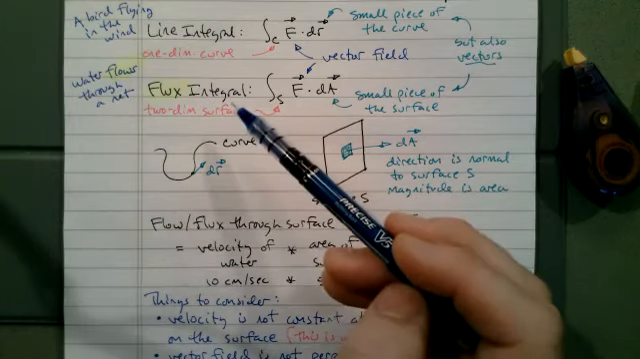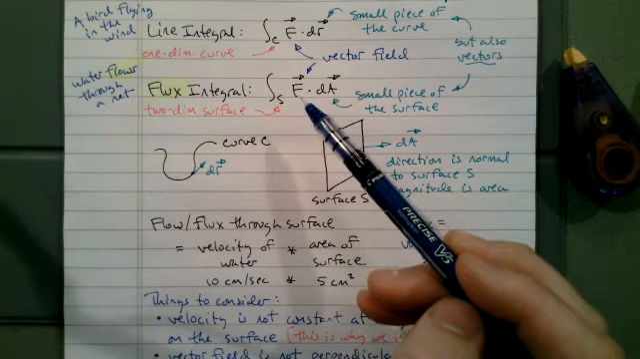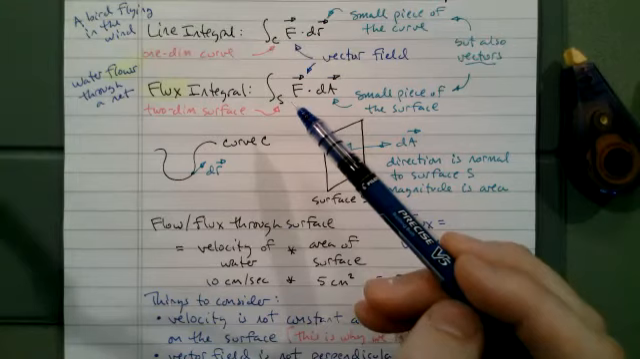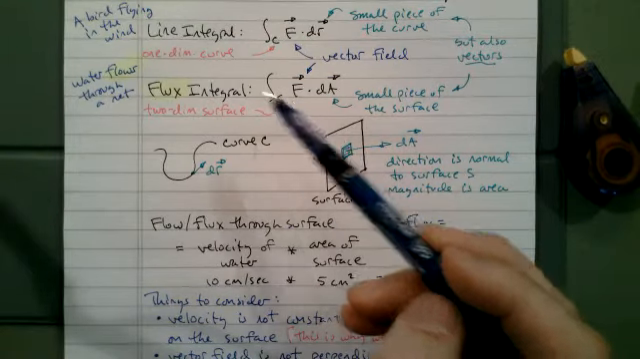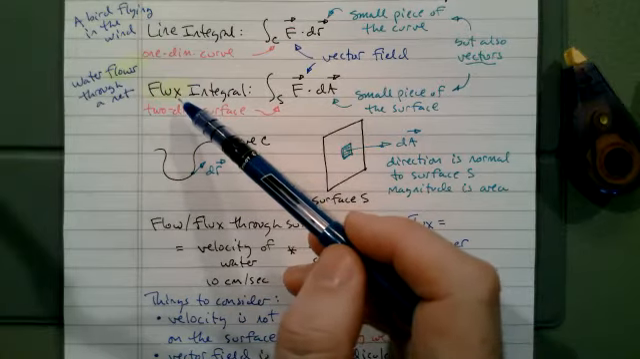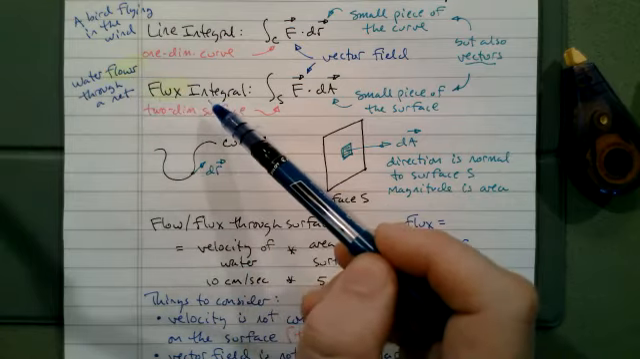In a flux integral, the vector field represents something different. We're going to imagine for our flux integral water flowing through a net or a filter. So the word flux comes from the word flow. So this is a flow integral.